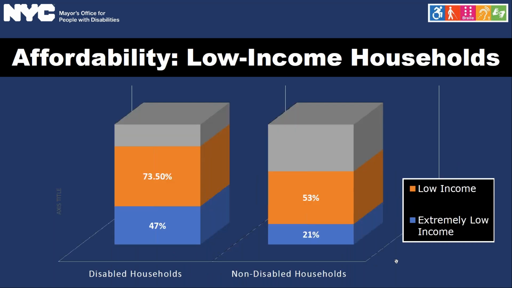So let's talk about affordability. Low-income households, when you compare households with a person with a disability versus households without anybody with a disability, there are stark differences. As you can see, 73% of households with a disability are considered low income, very low, or extremely low income. These are inclusive numbers, which is 20% higher than non-disabled households, and more than double the amount are extremely low income. Next slide.